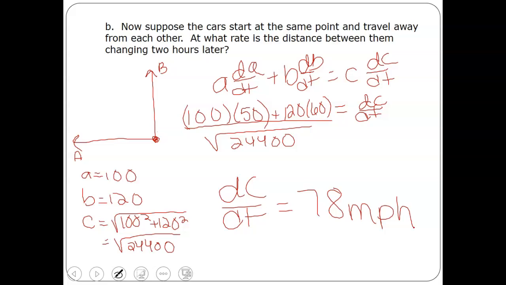Okay. Except this one is positive, because they're getting further apart, therefore their rate of change is positive. As they were getting closer together, their rate of change was negative.